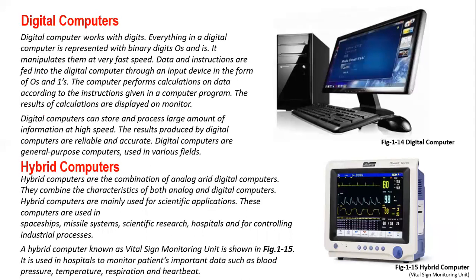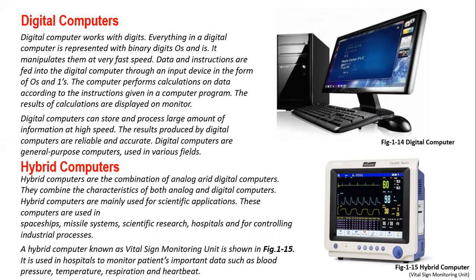The second type is digital computer. Digital computer works with digits, as the name suggests. Everything in a digital computer is represented with binary digits, zeros and ones. It manipulates them at very high speed. If we talk about the speed of digital computer, it's higher as compared with the analog computer.